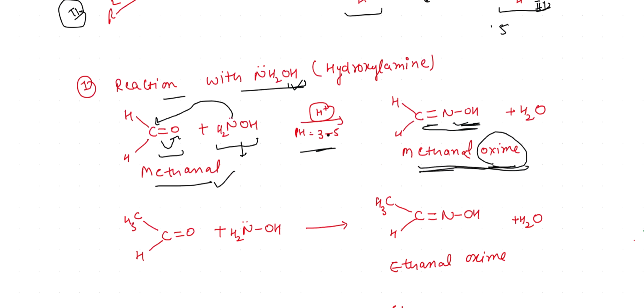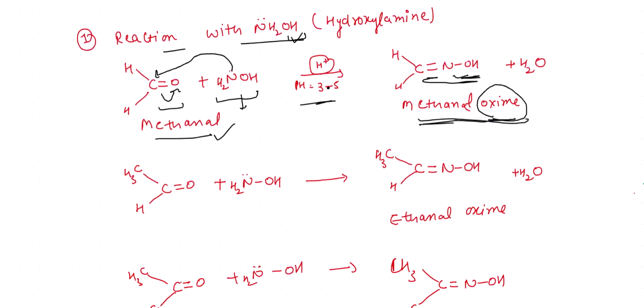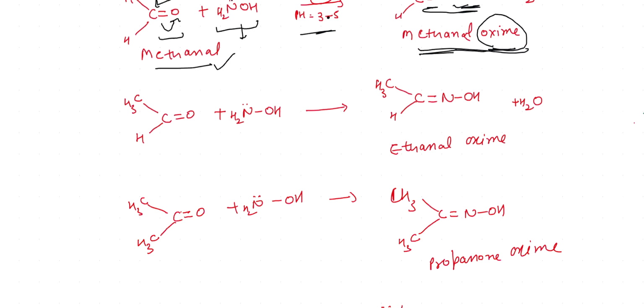And another example is acetaldehyde. This is your acetaldehyde. With the same reagent NH2OH, the product you will get is ethanal oxime. Clear? So the name is ethanal because the reactant is different from the above mentioned reaction.